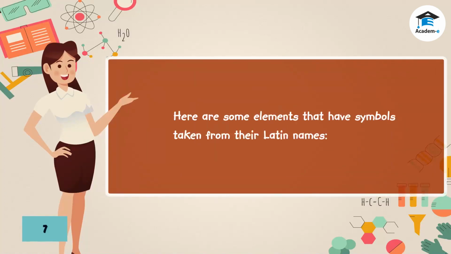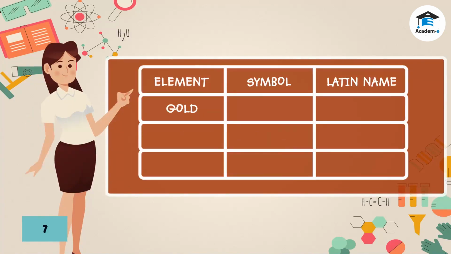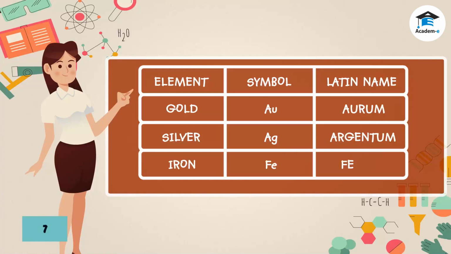Here are some elements that have symbols taken from their Latin names. Gold, Au, Aurum. Silver, Ag, Argentum. Iron, Fe, Ferrum.